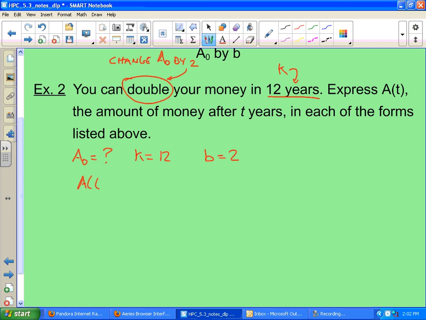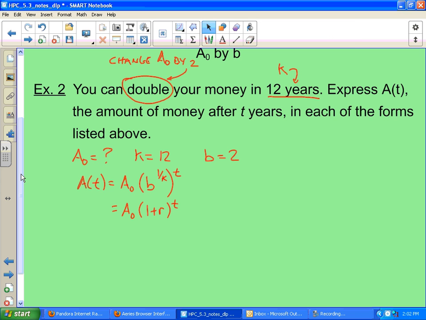So we set up our generic. A sub T equals A sub O, and then we have B to the 1 over K to the T power. Now, remember that that is the same thing as A sub O times 1 plus R to the T power. So what you see here is that this B to the 1 over K and this 1 plus R are the same thing. One of them is just if I know how my rate is changing on a yearly basis, and the other one is not. I don't know how it's changing on a yearly basis, but we can find it.